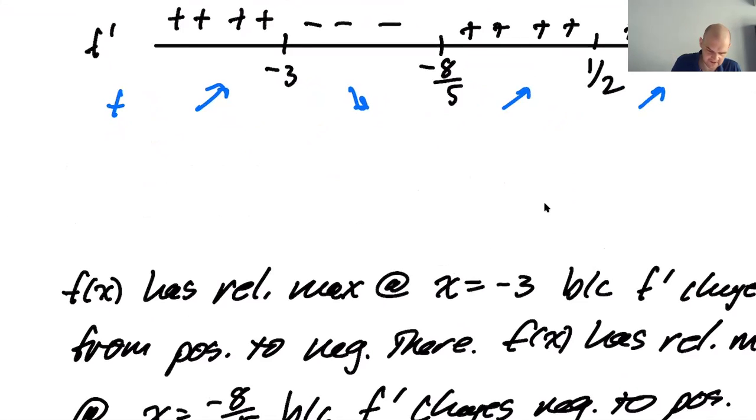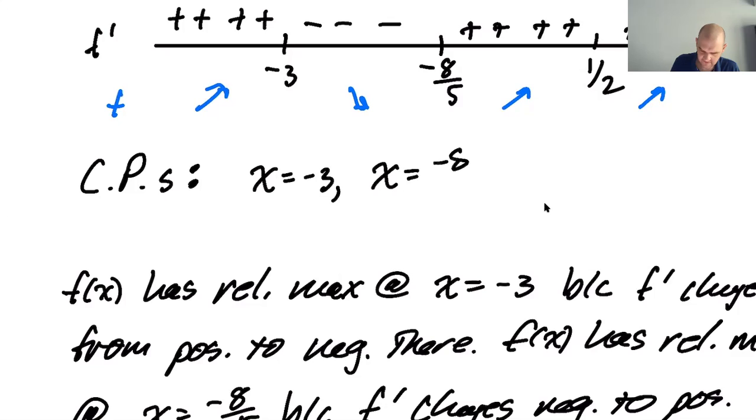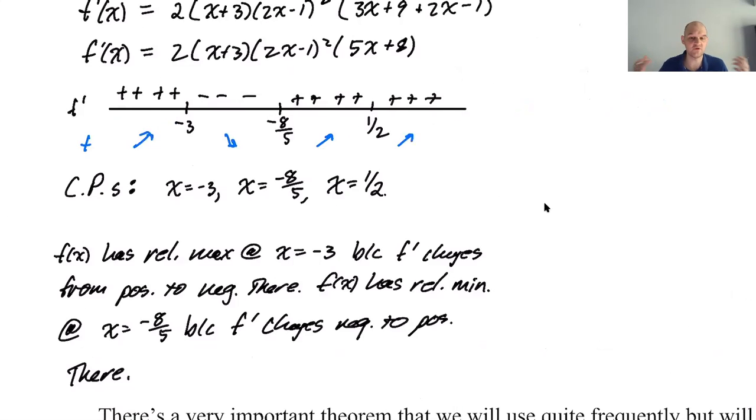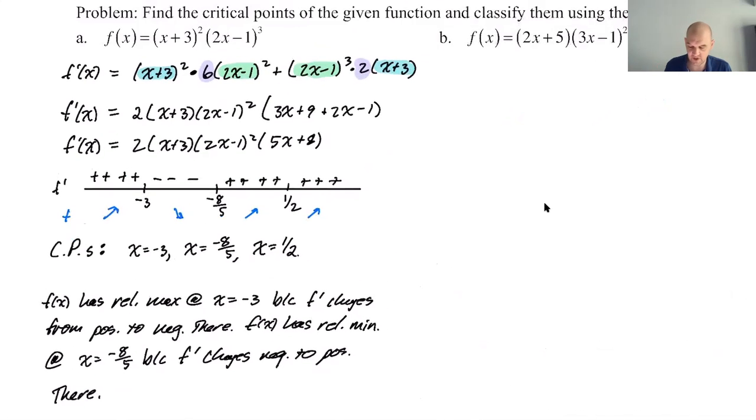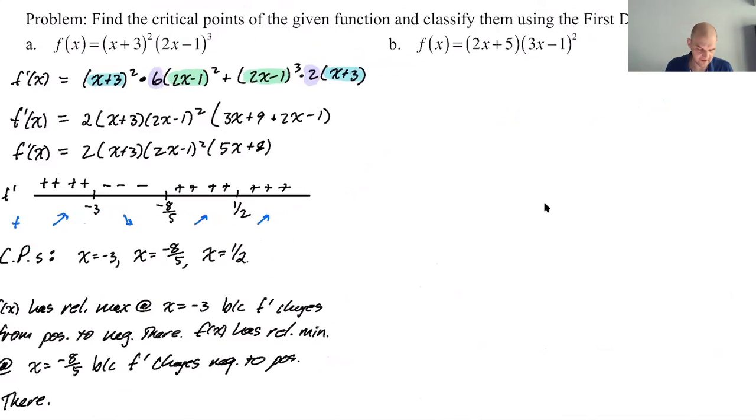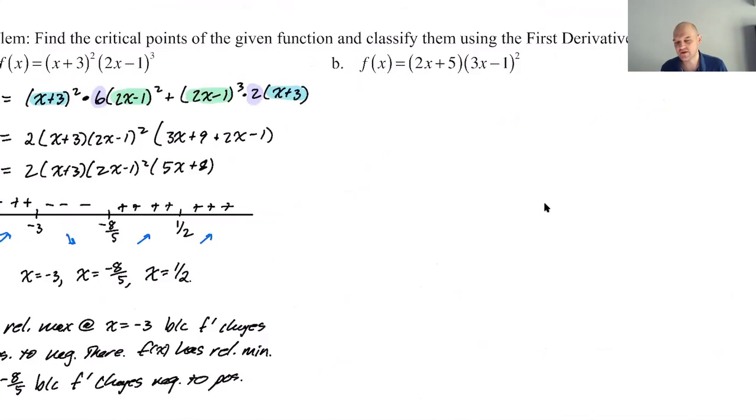So critical points, CPs: x equals -3, x equals -8/5, x equals 1/2. Now those are all critical points because f prime is equal to 0. There's no place f prime is undefined because f is a polynomial in factored form. Polynomials are defined everywhere, and they're smooth and continuous, and that's why they're some of the best things to work with.